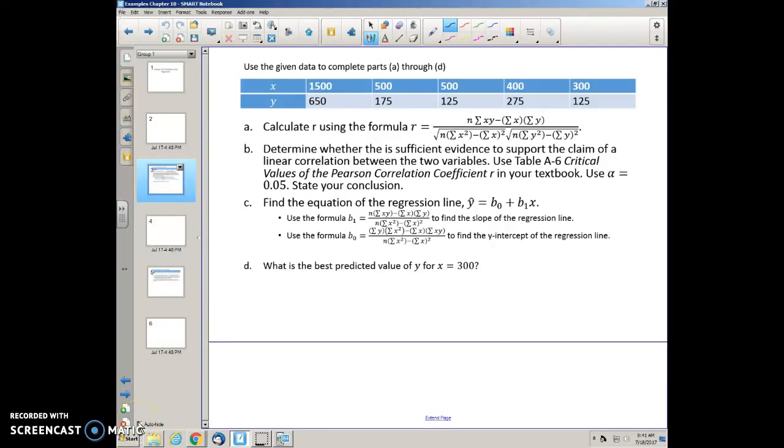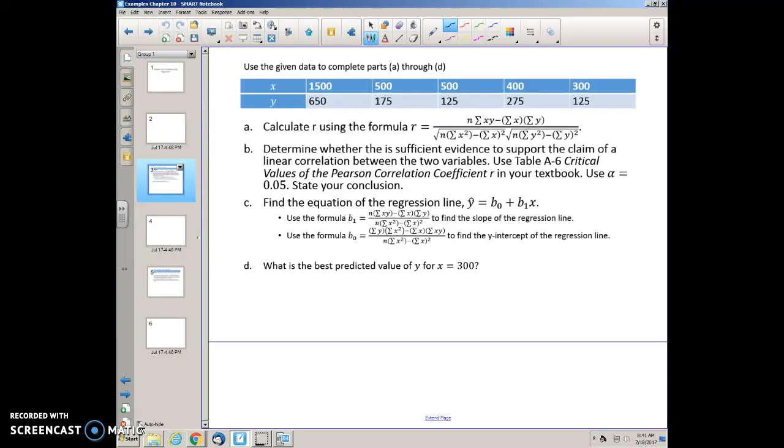Use the given data to complete parts A through D. Here we are given a table. We have x coordinates and y coordinates. Calculate r using this formula. So we'll do that first.